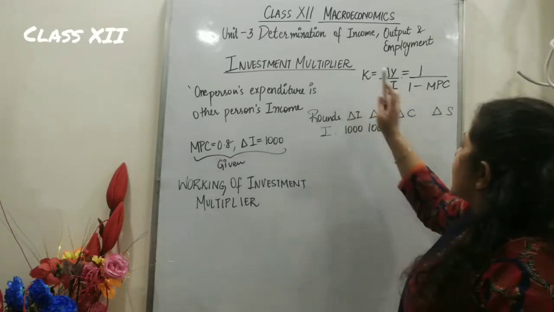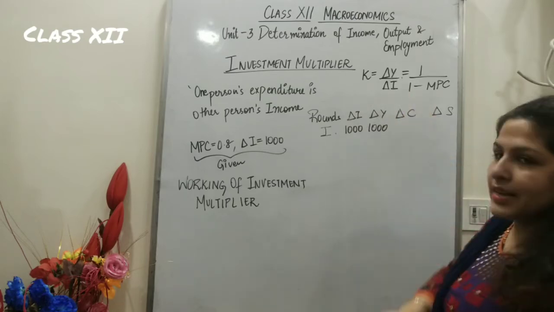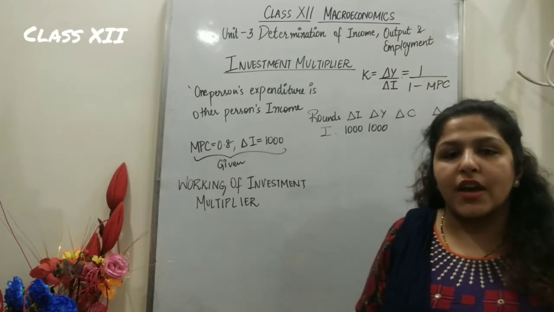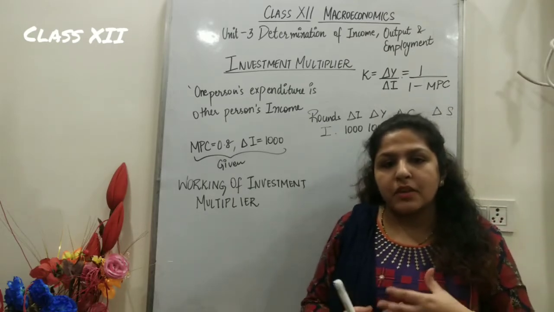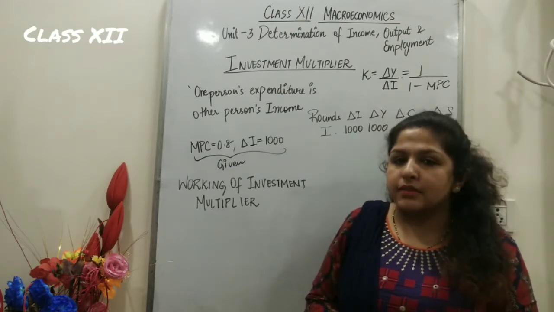So what is investment multiplier? Investment multiplier says that delta Y upon delta I. That means how our national income responds to the change in investment. Economy में जब investment change हो रही है, right? उसका response income कितना दे रही है?